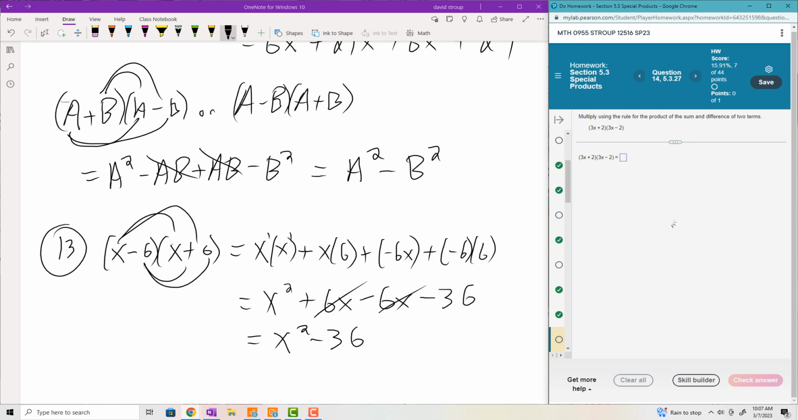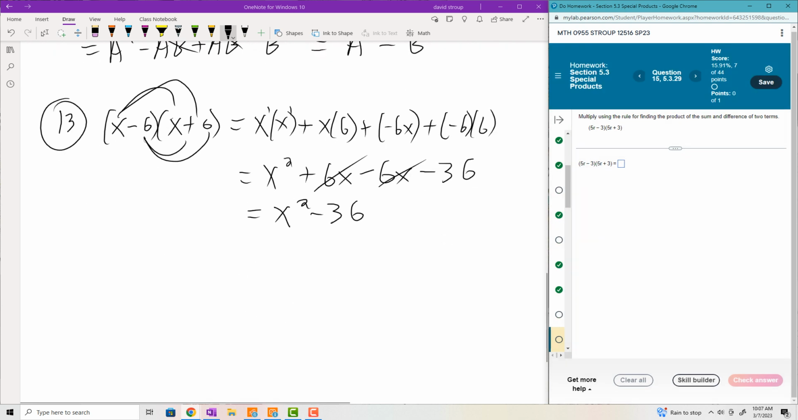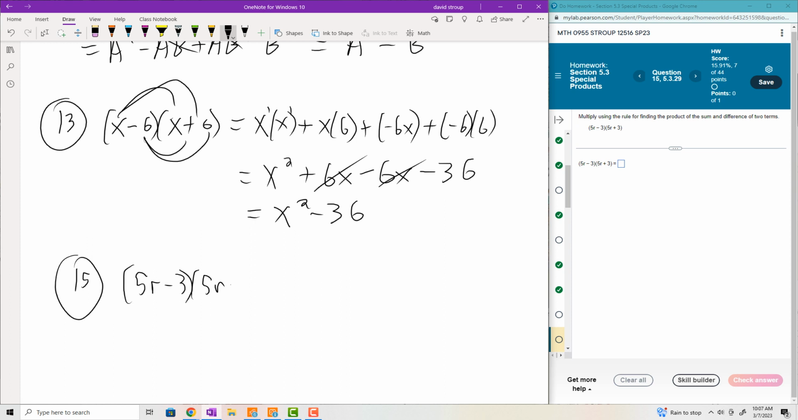Okay, so more of the same. Let's try this one. We have some r's. So 5r minus 3 times 5r plus 3. So we know the end answer is going to be 5r squared minus 3 squared. And of course, 5r squared is 5 squared r squared, then minus 9. And that'll be 25r squared minus 9.